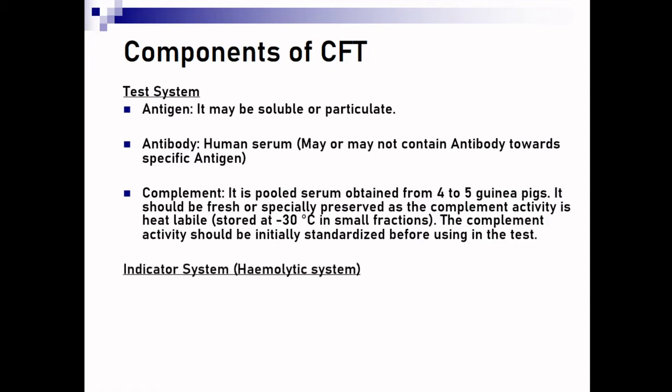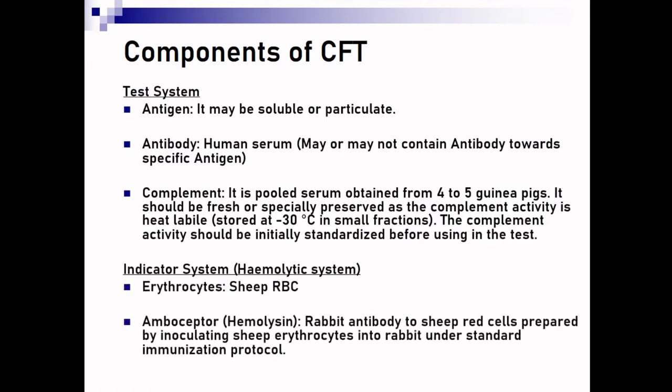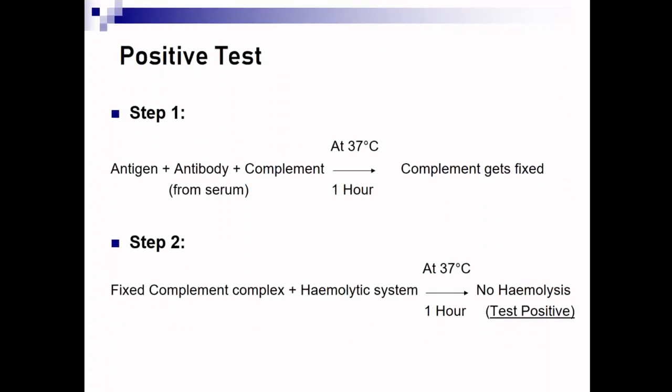And after the test system, we have to add the indicator system, which is nothing but the hemolytic system, which we just talked about. So I hope the 5 different components used in the complement fixation test are clear. Let us see what happens in a positive test. As I said, we are going to perform 2 different steps. In step 1, we mix the commercially obtained antigen with the patient's serum. Suppose that the patient's serum has antibodies against this particular antigen, and then we add complement.